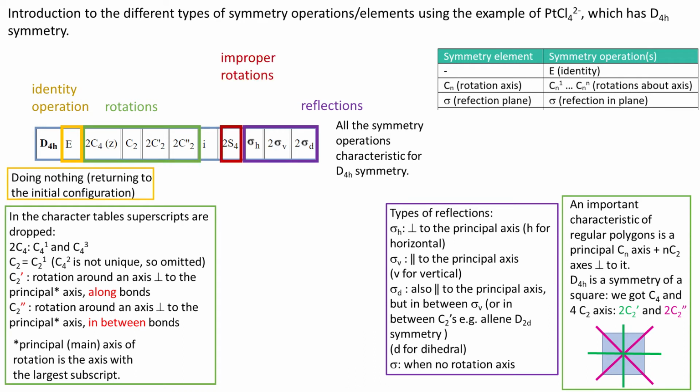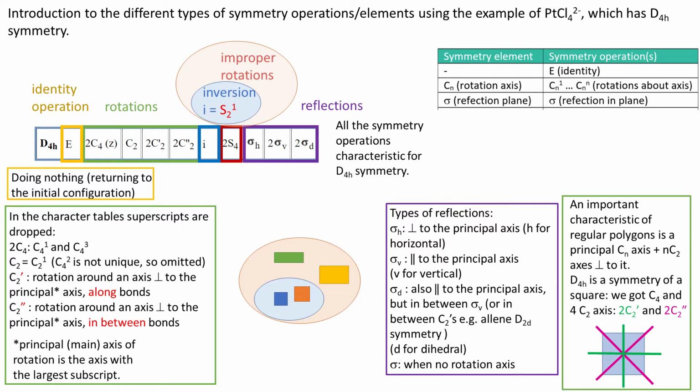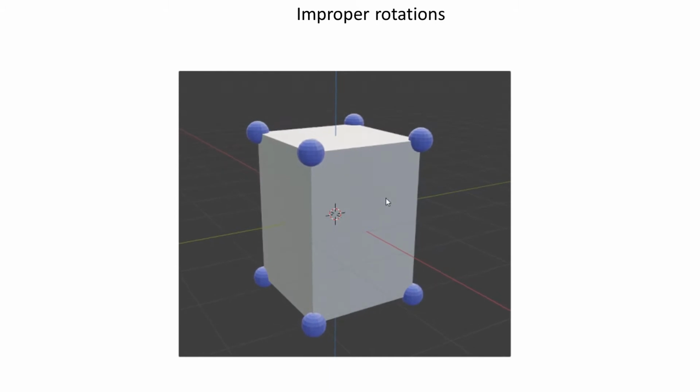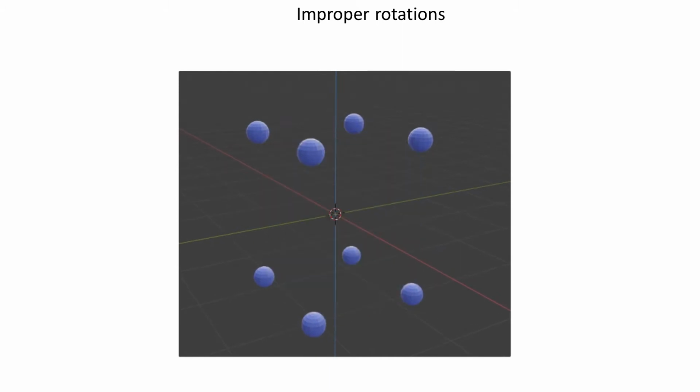S refers to improper rotation and i to inversion. We will do them pretty much simultaneously because in fact inversion is a special case of improper rotation, similar to squares being a special case of rectangles. So here we have a rectangular prism and we'll be doing symmetry operations on it. Let's focus only on the vertices and let's color one vertex in a different color so we see more clearly what is going on. So what is the operation of improper rotation?